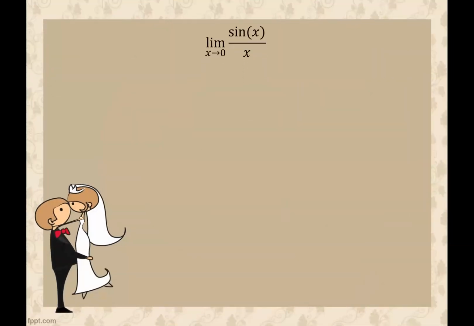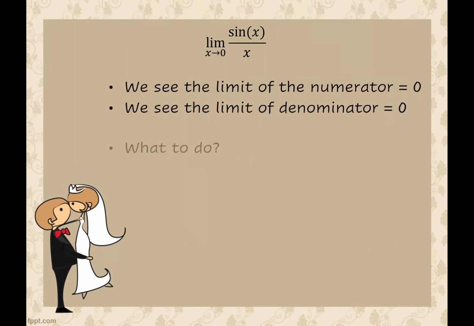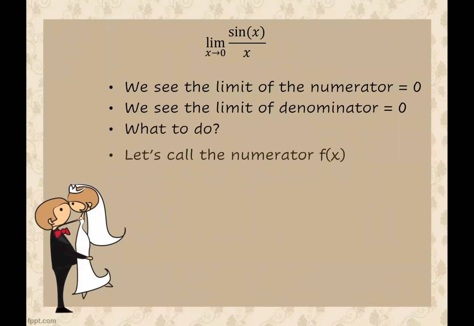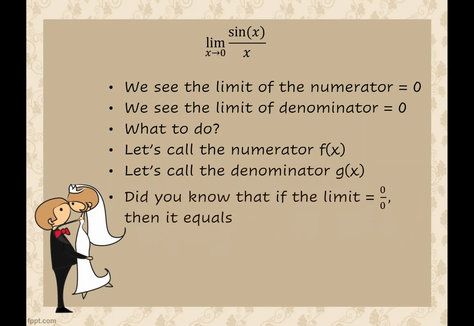Suppose we have to take the limit as x approaches 0 of sine x over x. Well, we know that the sine of 0 is 0. So we would end up with something that looked like 0 over 0. The limit of the numerator equals 0. The limit of the denominator equals 0. So what do we do? Well, let's call the numerator f of x and the denominator g of x. And did you know that if the limit equals 0 over 0, then the limit is also equal to the limit as x approaches 0 of f prime of x over g prime of x.